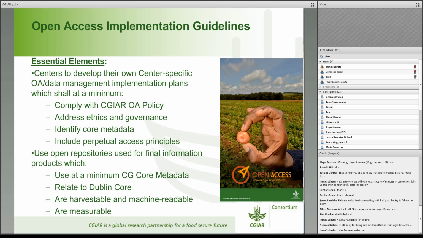The other thing that we're clearly calling for is the use of open repositories that, as I said, would at a minimum abide by this core metadata that we're trying to put together, relate to Dublin Core, are harvestable, machine readable, and are measurable.